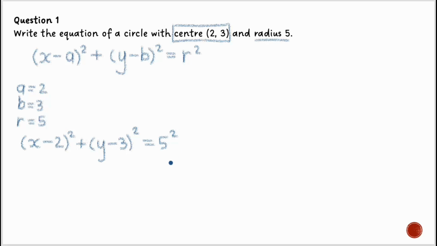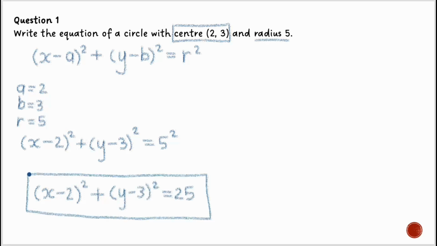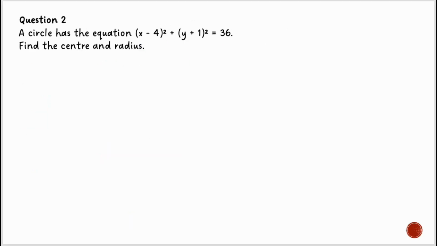And then you can simplify the right hand side. 5 squared is equal to 25. So the final answer will then be (x − 2)² + (y − 3)² = 25. That is your final answer. Let's have a look at question 2.